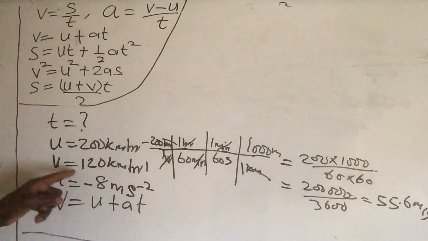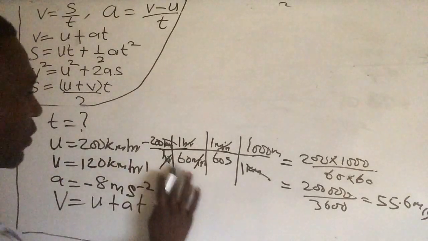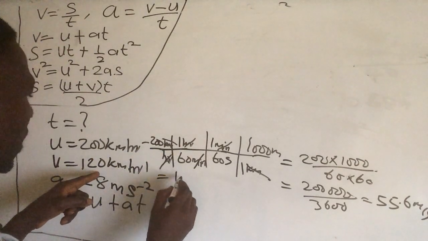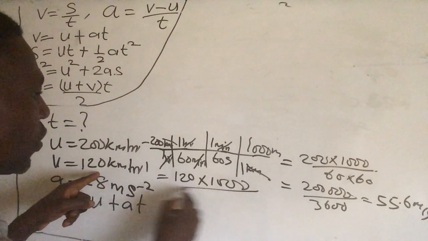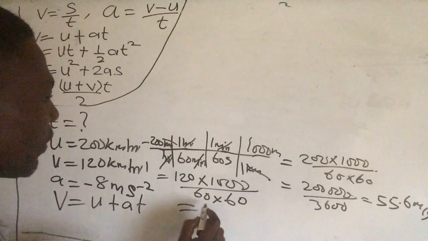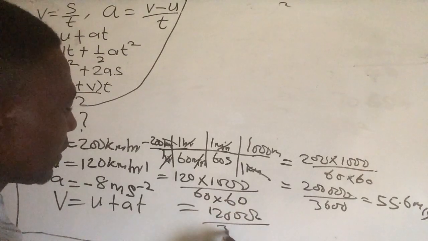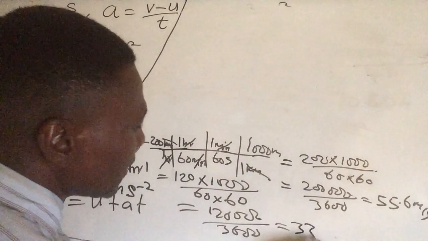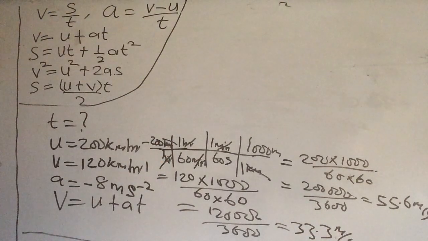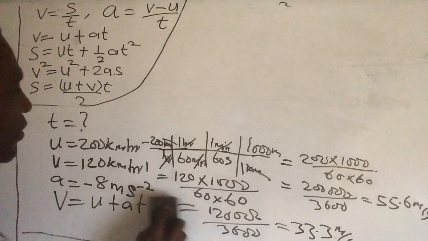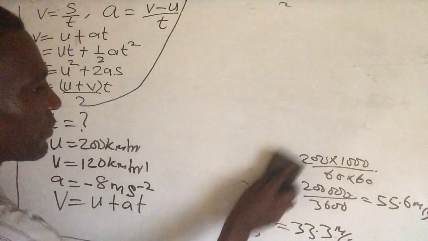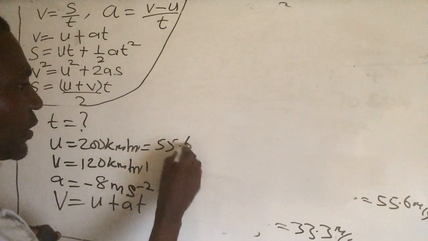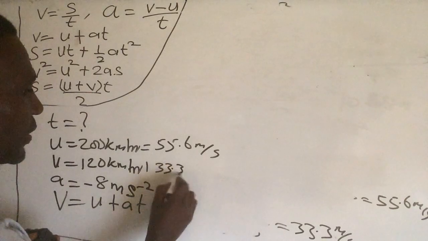Converting velocity is the same thing. When we convert velocity, we fix it like this. It will still be 120 times 1000 all over 60 times 60, which will give us 120,000 all over 3,600. And when you divide it, it will give you approximately 33.3 meter per second. So now I have shown you how to convert it. Go to my conversion video, you learn more. So now we have this one to be 55.6 meter per second, the other one 33.3 meter per second.